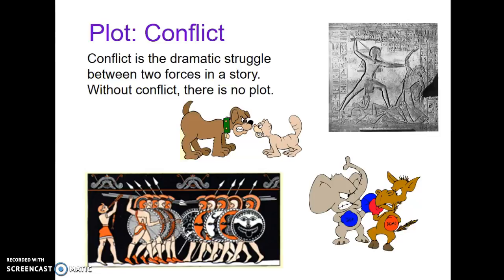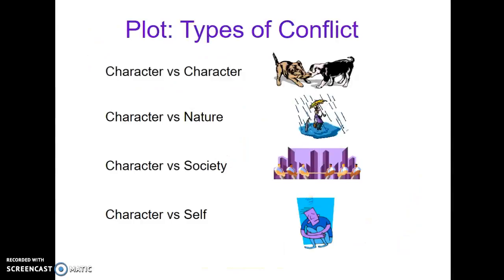Okay, so within plot, we did talk a little bit about the conflict of Rikki-Tikki, and we're going to focus a little bit on conflict as well. So, conflict is the dramatic struggle between two forces in a story. Without conflict, there is no plot. So, essentially, if there's no plot to a story, who wants to read that? I mean, there's no conflict, there's no plot, no one wants to read that. So all these images are probably a little bit funny, but there's obviously some kind of conflict going on. And there's a few types of conflicts. They are character versus character, character versus nature, character versus society, and character versus self.